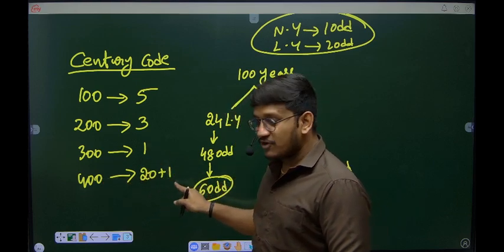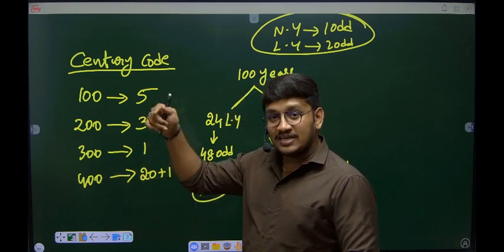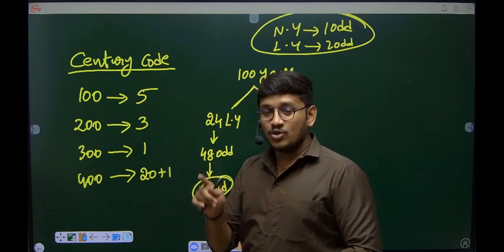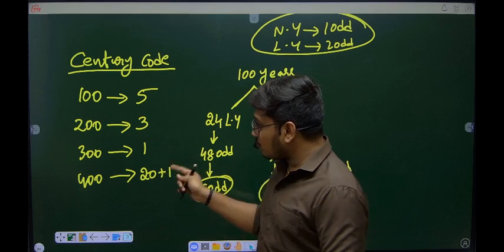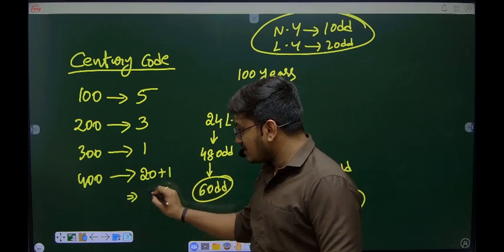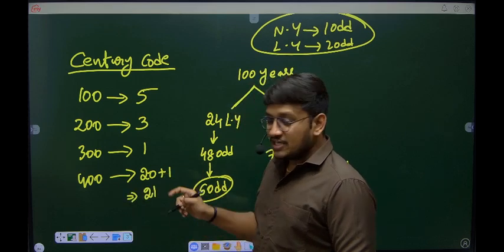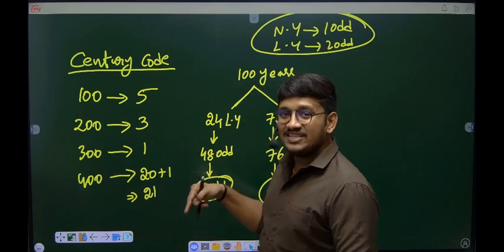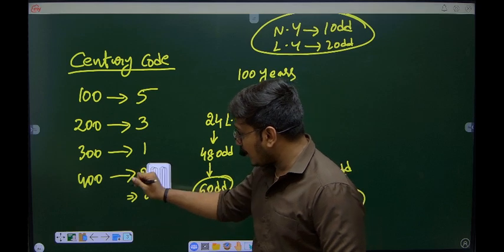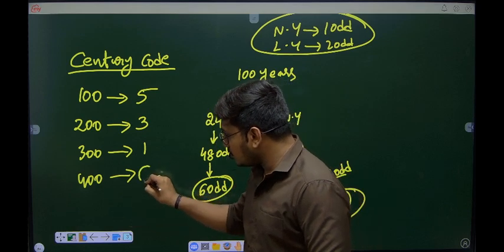But why plus 1? Now we should consider the 400th year is also a leap year. So that's the reason, 1 extra day. So here I can say that 21 odd days. 21 odd days means I would say 0. Okay, 21 means 0. I am writing it directly here, 0 odd days.